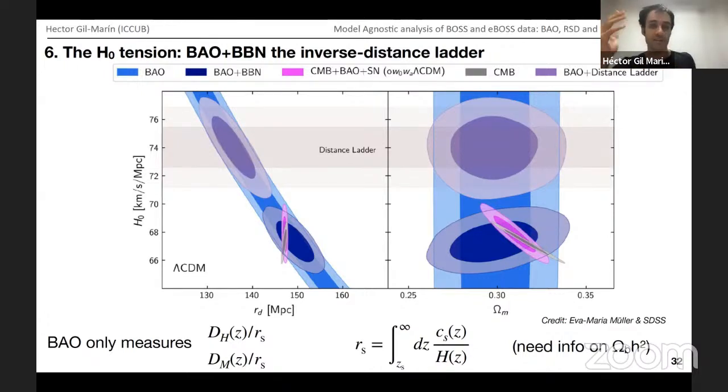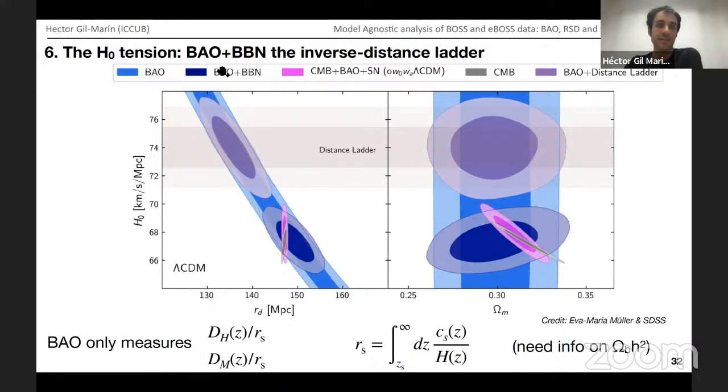There is no exotic species. And by knowing the baryon abundances coming from big bang nucleosynthesis, then you can have a measurement of omega baryon h squared, and then you essentially can compute this. And this is what's called the BAO plus BBN technique. And this is shown in this dark blue area. So you see that you get a measurement of H naught of around 67, which is in contradiction with the distance ladder.